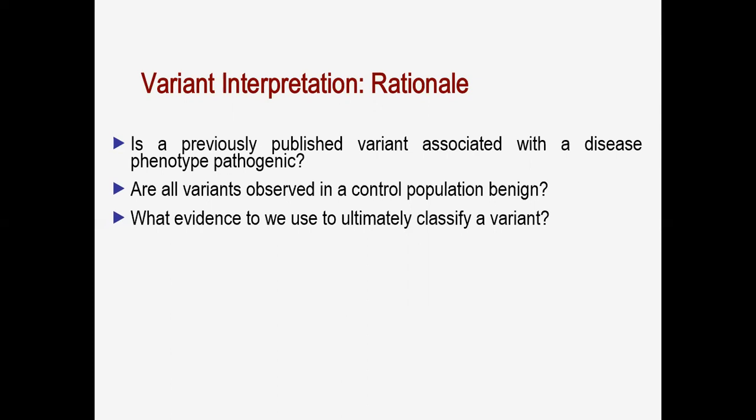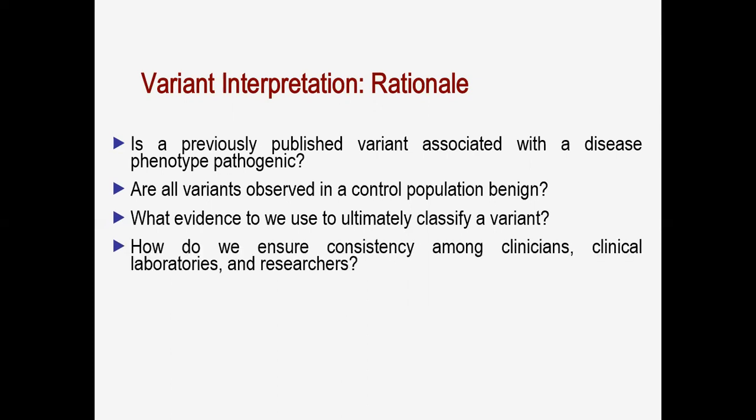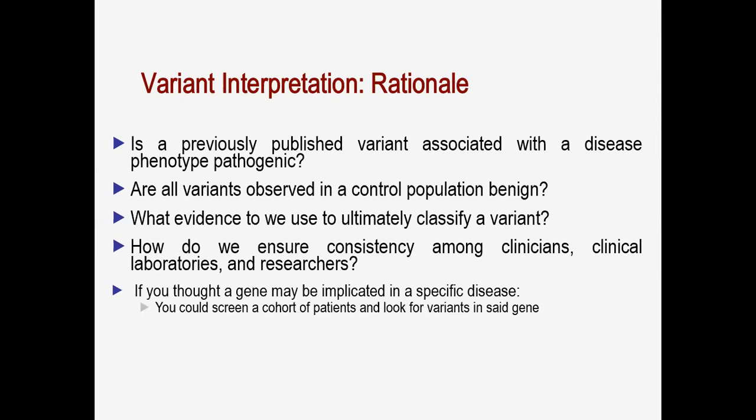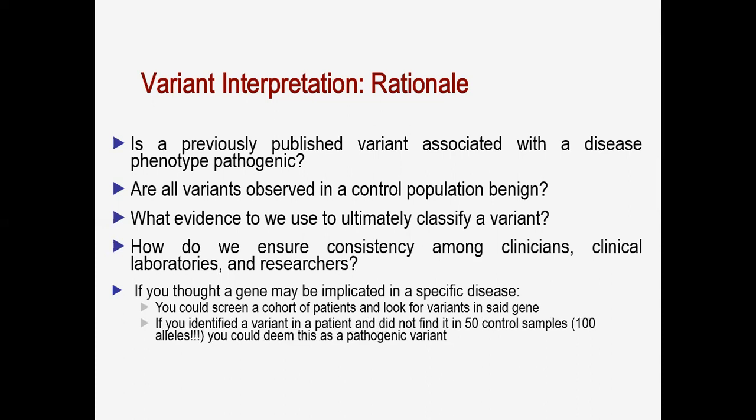What is the evidence to use to ultimately classify a variant? And how do we ensure the consistency among the clinicians, clinical laboratories, and researchers? Because if you are saying that yes, it is pathogenic, other labs and other clinicians should also report the same thing. And if we think that the gene may be implicated in a specific disease, we can screen a cohort of patients and look for variants in the respective genes. If we identify a variant in a patient which is not found in the 50 control samples or the 100 alleles, because for each gene we have two alleles, it could be a pathogenic variant, and we check whether it is statistically significant or not.